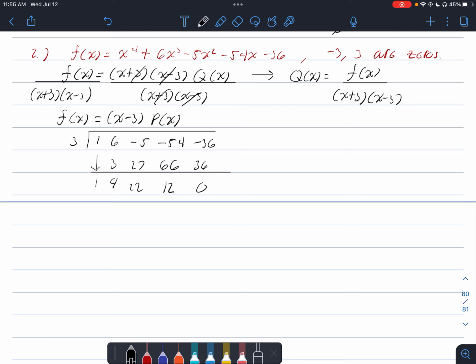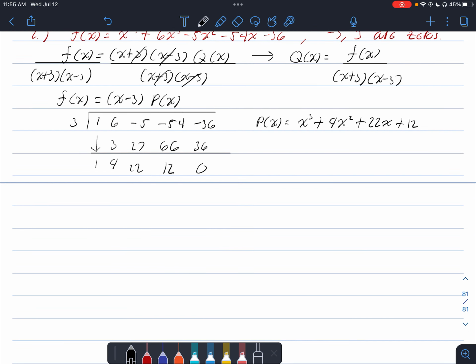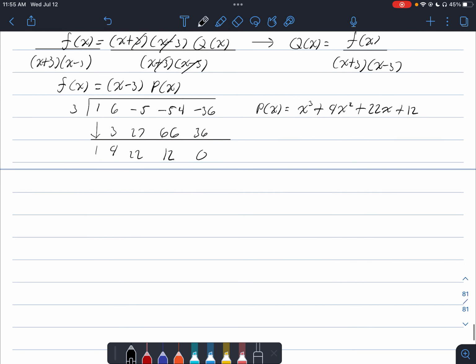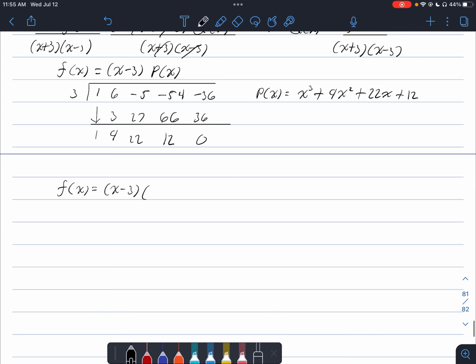So there we go. Now we have that our polynomial p of x is equal to x to the third plus 9x squared plus 22x plus 12. And again, we get all these coefficients here from our synthetic division. So we can write f of x as x minus 3 times x to the third plus 9x squared plus 22x plus 12.